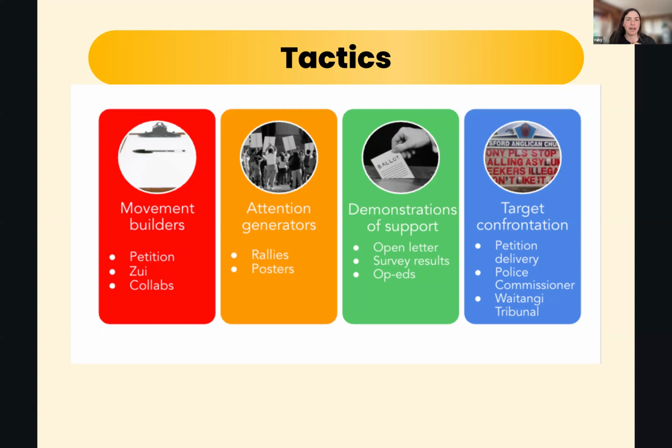And then target confrontation. In the union context, that might be a strike, where you actually tell your boss, nah, I'm not coming to work unless you make our health and safety conditions better. It might be delivering a petition to Parliament because you're trying to get the House of Representatives to pass a bill. We delivered the open letter to the police commissioner, and there was also a Waitangi tribunal claim that we're involved with, which was taking the conversation, the Waitangi tribunal reports to the Crown or advises the Crown. And as we all know, we're having a time with that.